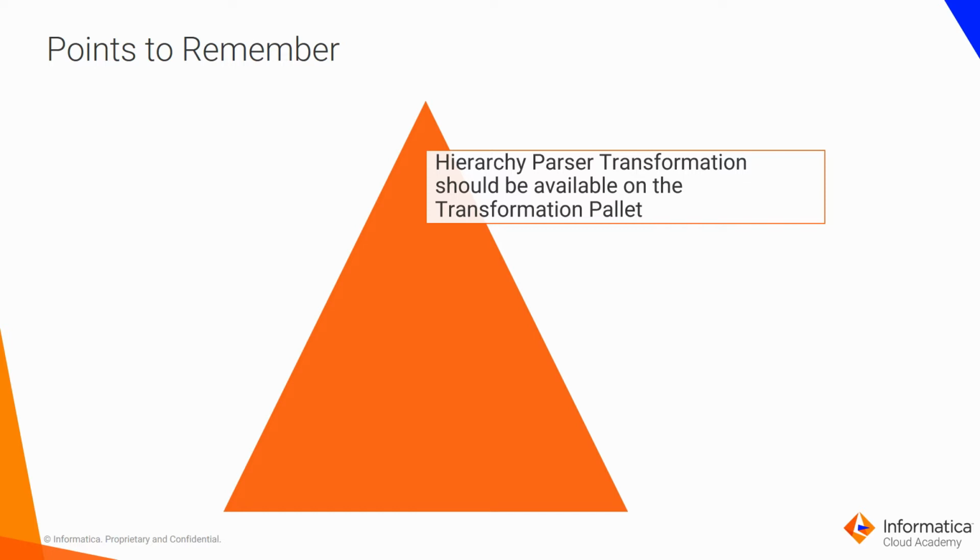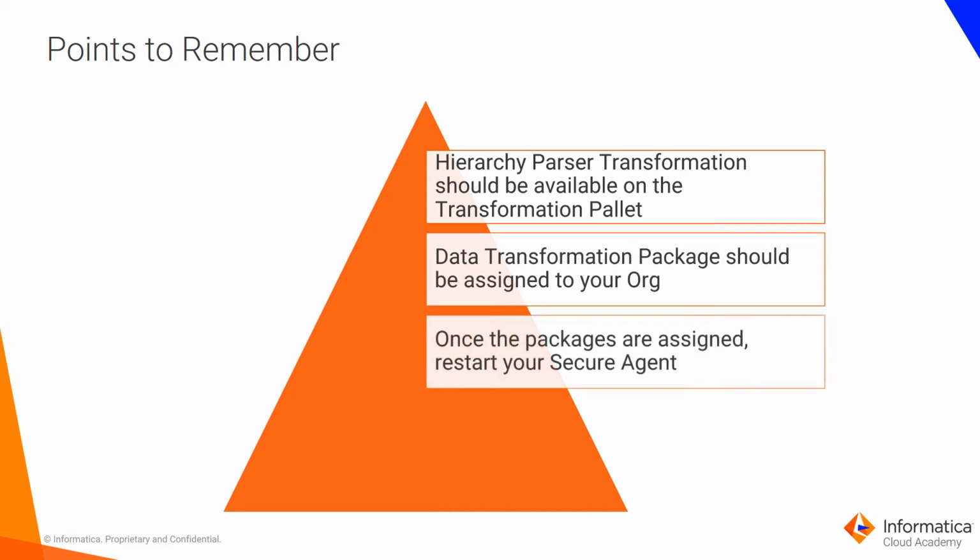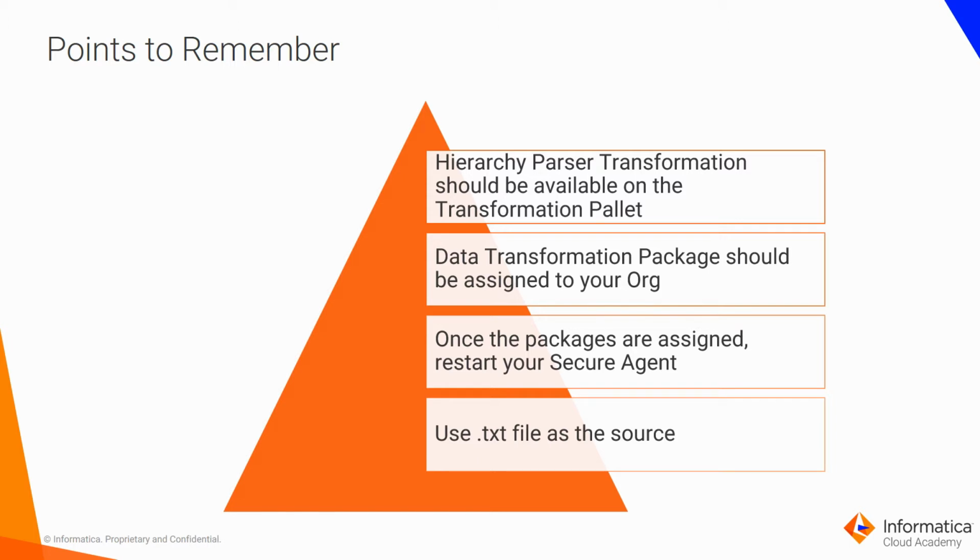Apart from having Hierarchy Parser Transformation on your transformation palette, you also need to have the data transformation package assigned to your org. Once these packages get assigned, make sure you restart your secure agent to update all the binaries. While creating a mapping for Hierarchy Parser Transformation, provide a .txt file as the source. This txt file consists of the physical directory location of the XML file to be used.